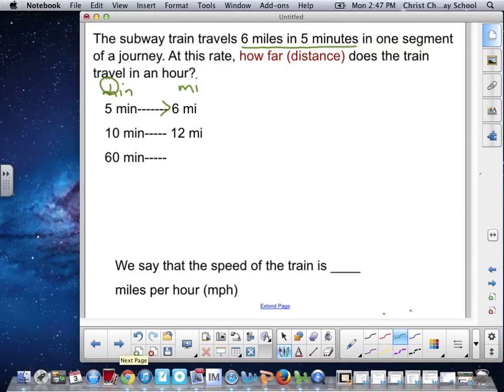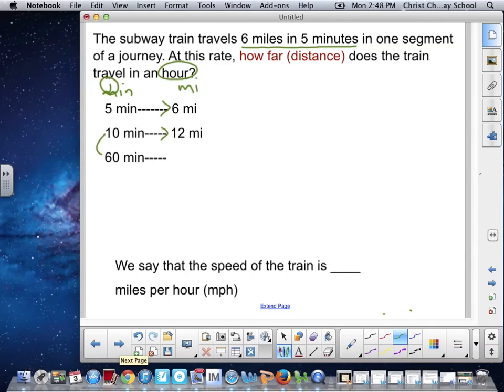In 10 minutes, I just doubled my minutes, so 2 times 5 is 10. If I double my minutes, I'm going to double my miles. So 2 times 6 is 12. Then I need to get from 10 minutes to 60 minutes. Where did I get the 60 minutes? I go back into my word problem and it's asking for an hour. One hour is equal to 60 minutes.